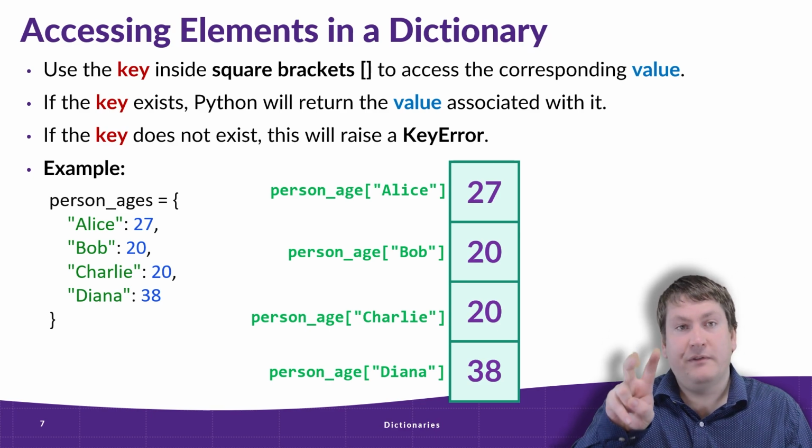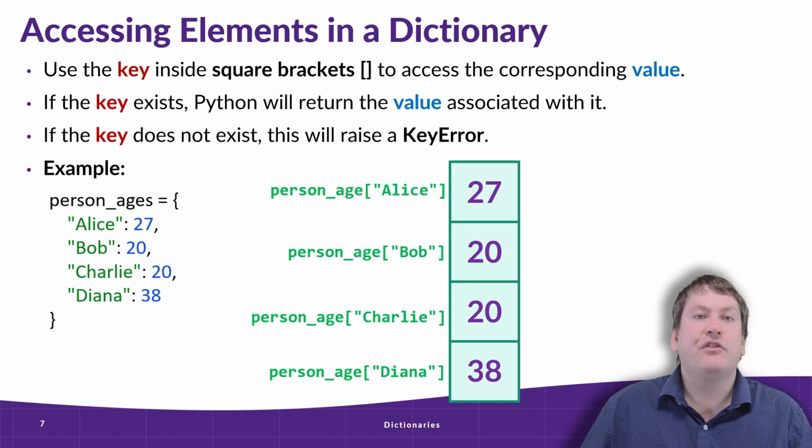Note that the double quotes here are only needed because these are string keys. If this was a number key, like an integer, then we would just put the number. We wouldn't put quotes around it.